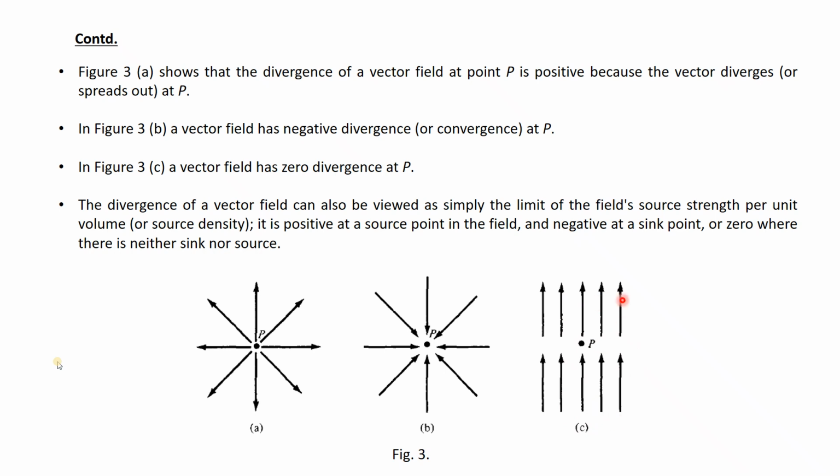Now suppose there is a third condition where the point P is there and the vectors are passing above that particular point, but the vectors are not entering or leaving that particular point. That means there is no divergence nor convergence. That means we call it a zero divergence.